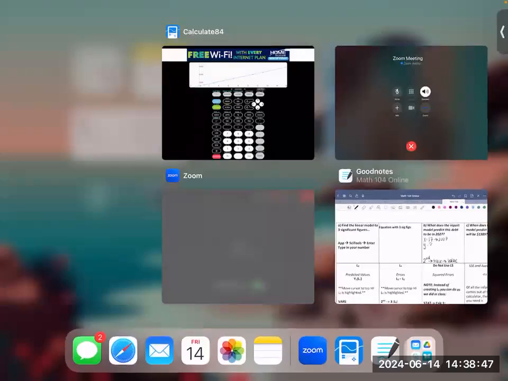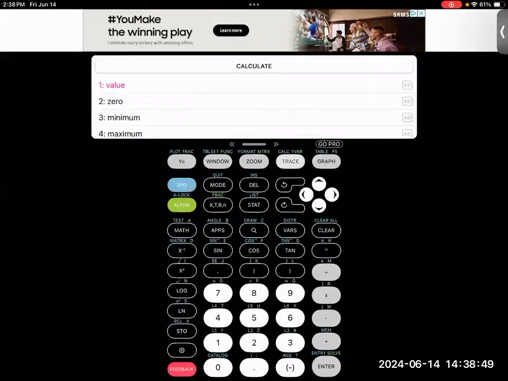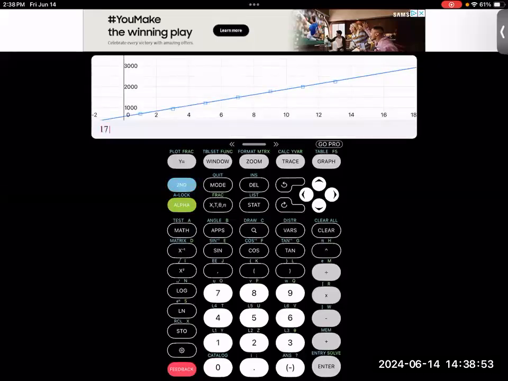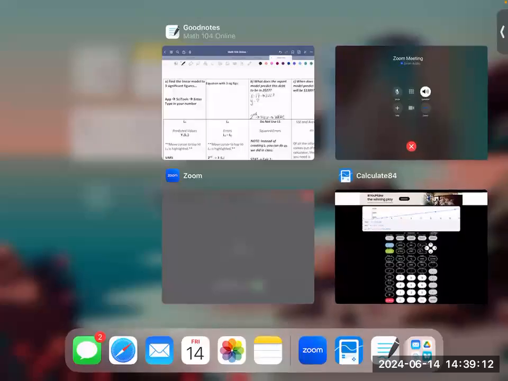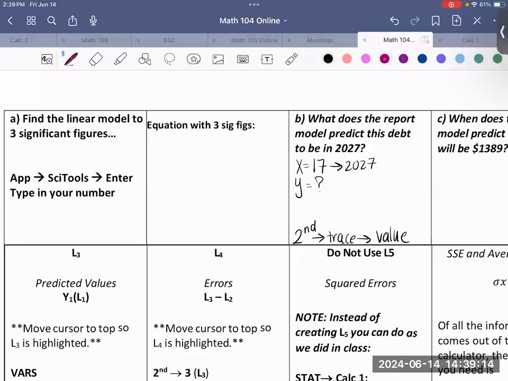So going to second trace, your value button here, we're typing in 17 after the year 2027. And you'll notice right on the bottom value, it says Y equals 2,790.8. So if we need to round, we're talking about money, so rounding it to 2 decimal places. So your Y value, we'll put that right here.